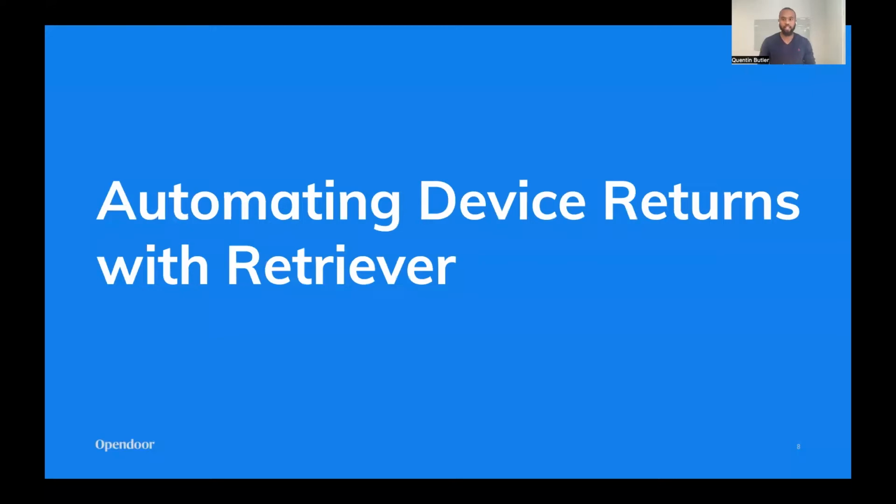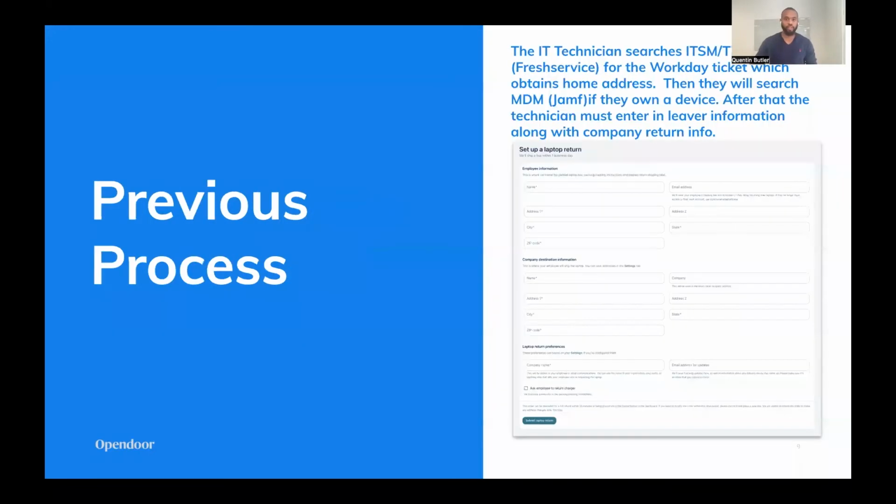The first one is automating device returns with Retriever. This is one of my favorites. If you're not familiar with Retriever, Retriever is a solution that collects devices upon a termination. You log in, you put in information, and they'll send the box on their behalf. All right. So what's the previous process of this?